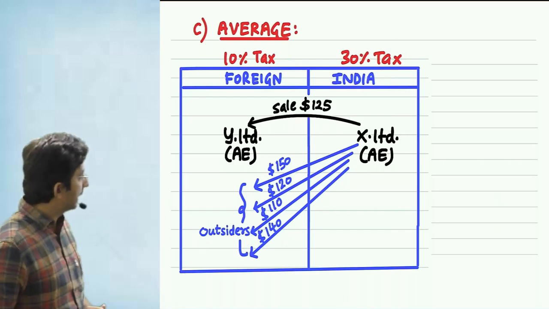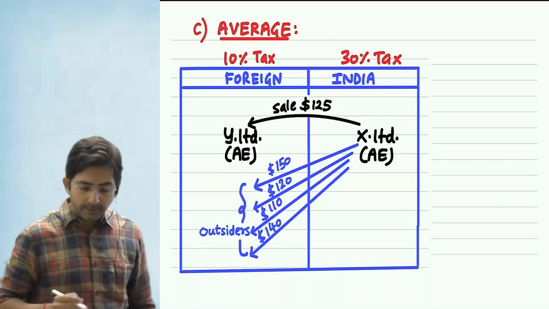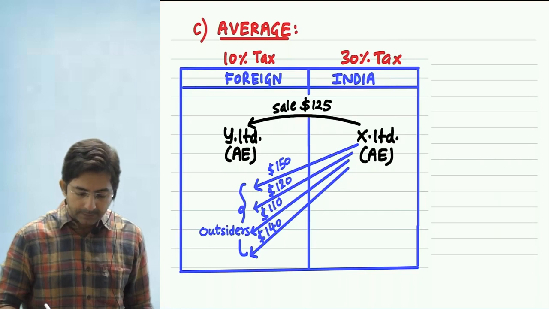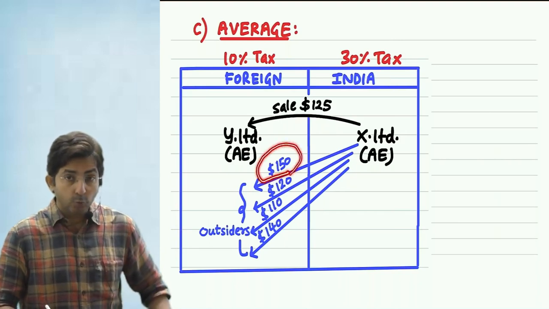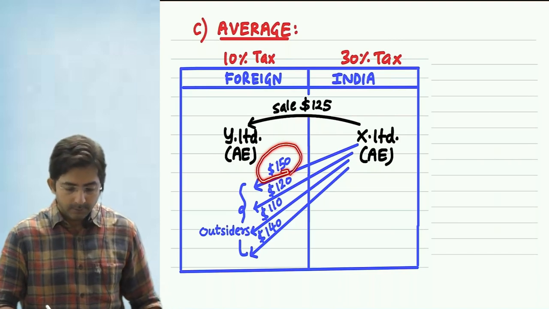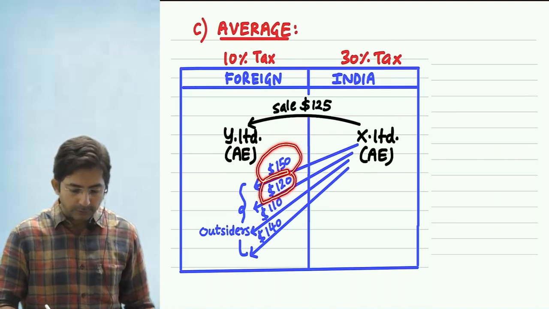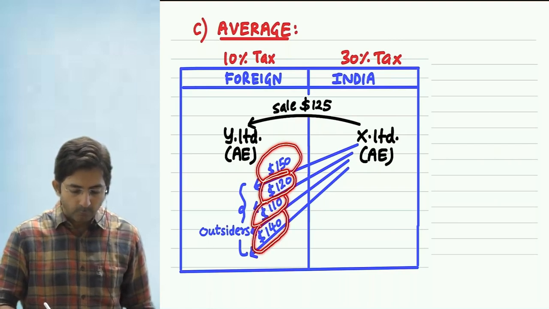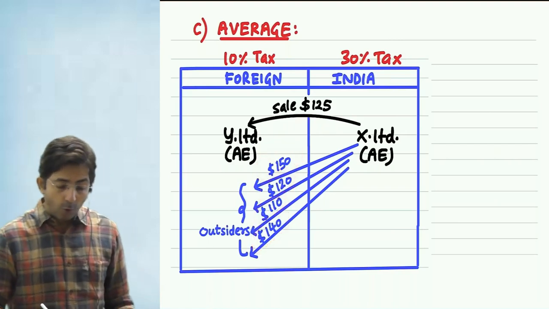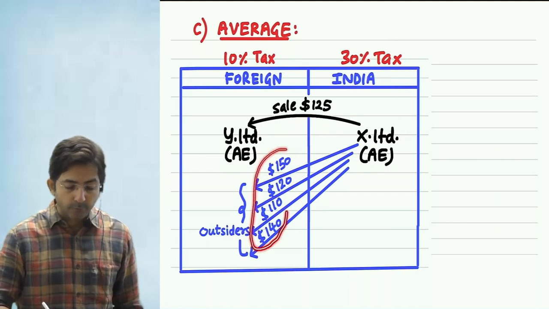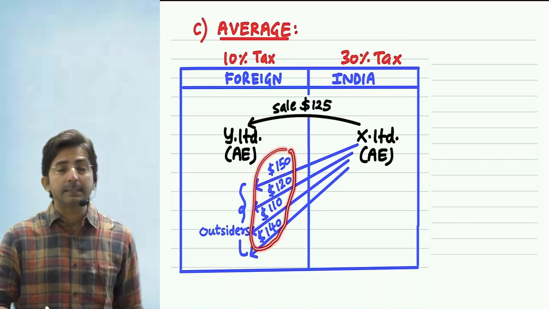Can you see the different varieties? To some outsiders, X Limited is selling the goods for $150, and to some outsiders $120, and to some outsiders $110, and to some outsiders we are charging $140. And see, all seems to be genuine. Why does all seem to be genuine?